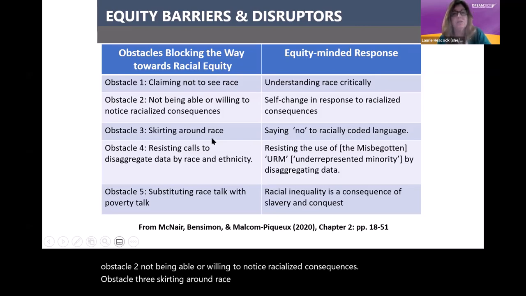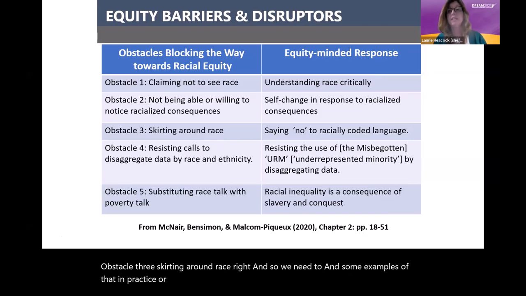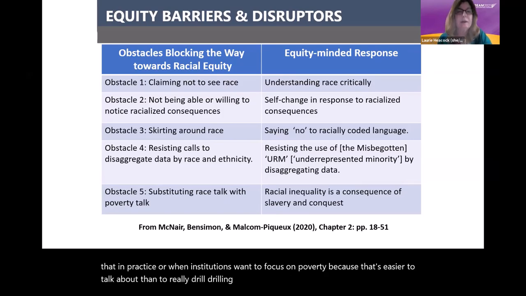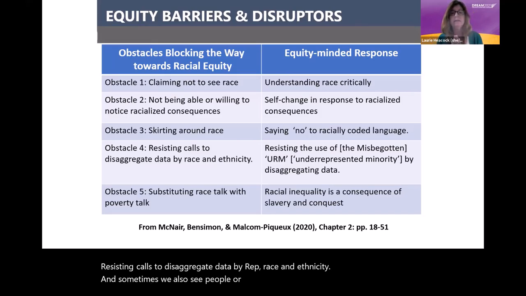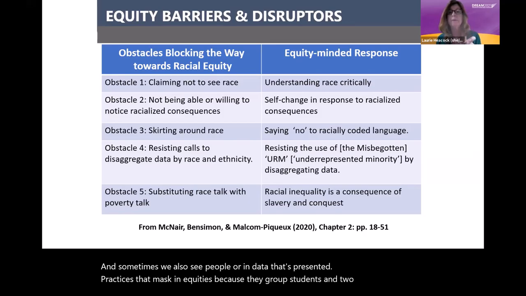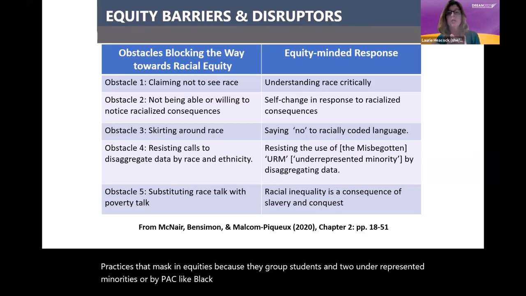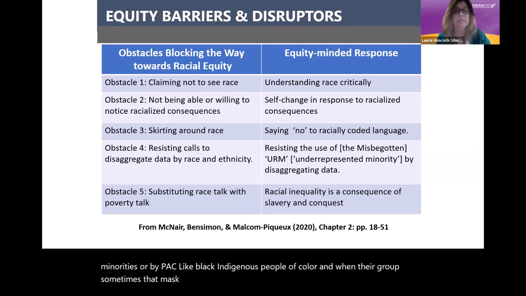Some examples of that in practice are when institutions want to focus on poverty, because that's easier to talk about than really drilling into race. Resisting calls to disaggregate data by race and ethnicity. And sometimes we also see data presented with practices that mask inequities because they group students into underrepresented minorities or BIPOC, Black, Indigenous, people of color. And when they're grouped, sometimes that masks the inequities.